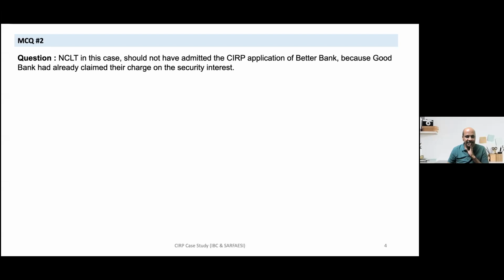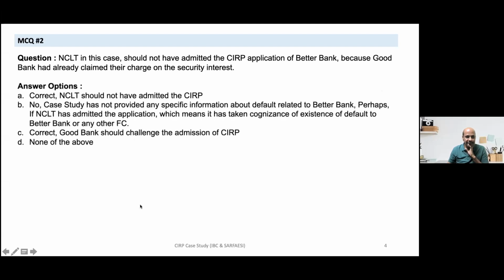NCLT in this case should not have admitted the CIRP application of Better Bank, because Good Bank had already claimed their charge on the security interest. I purposely added this question just to try to confuse everyone. Let's see what the responses are. So the first option is correct. NCLT should not have admitted the CIRP.